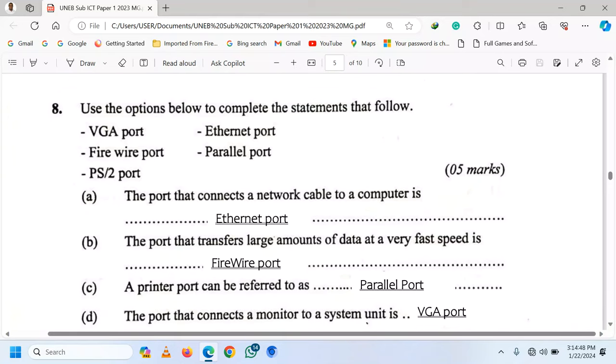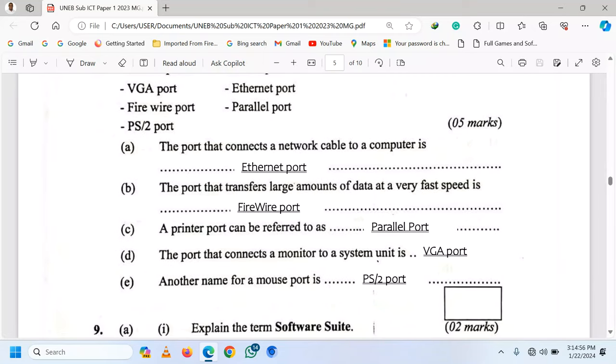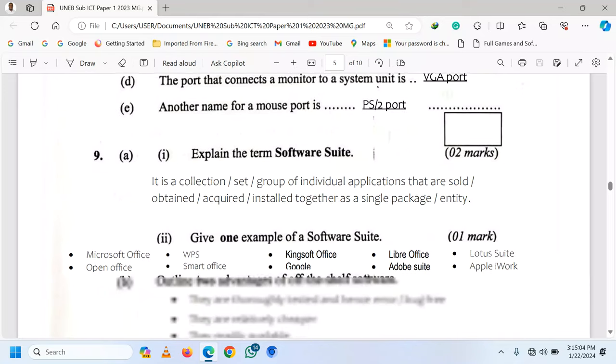Number 8, we are given options below to complete the statements that follow. So here are the responses. You can go through them and get the right statement to give an answer.